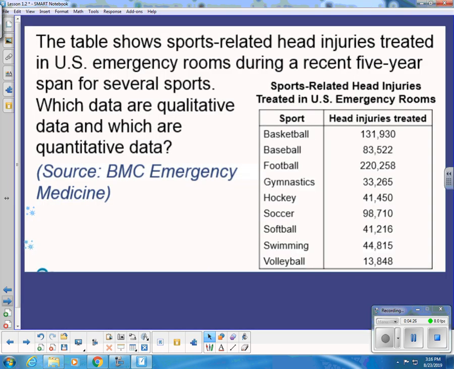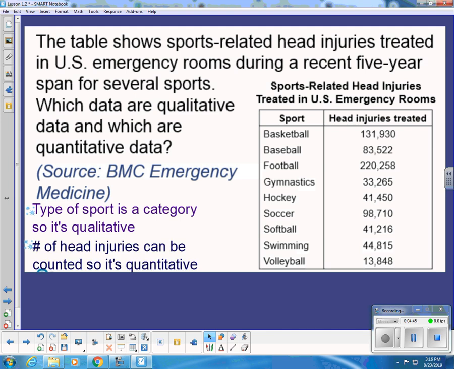So the table shows sports-related head injuries treated at a certain ER. So what part of this table is qualitative and what part is quantitative? Well, the sport is a category. So it's qualitative. It's a type of category. The head injuries, though, can be counted. So it is quantitative. All right? So if you're just putting it in a category, you're labeling it, you would be qualitative. If you can count it, or measure it somehow, then it's quantitative.